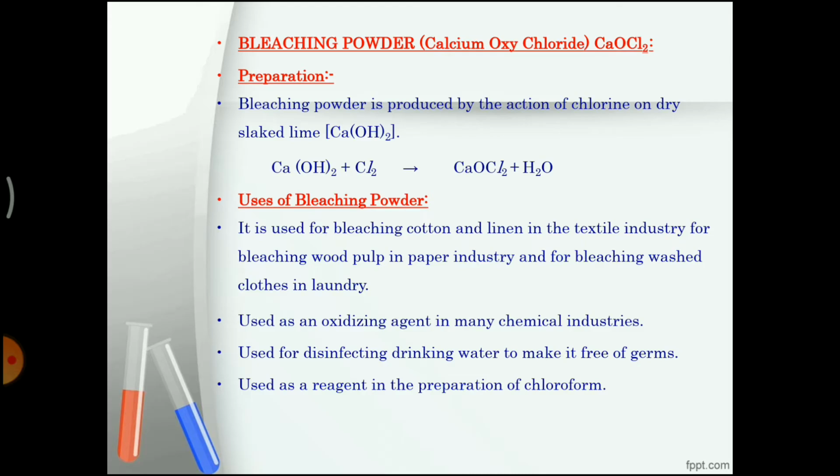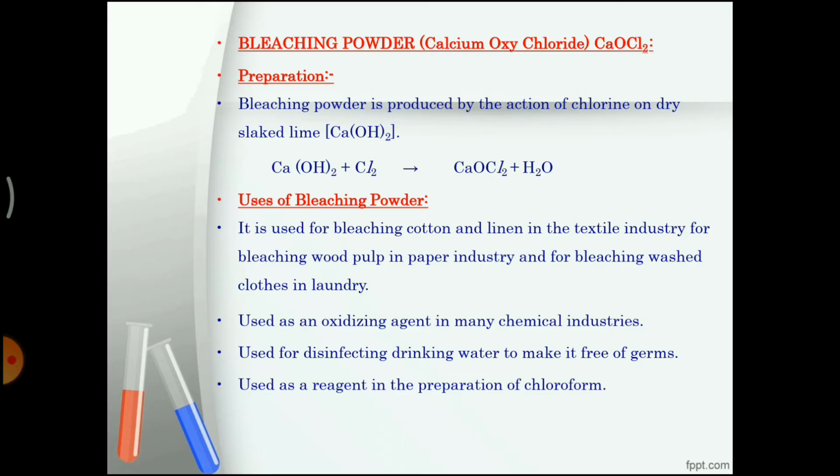Bleaching powder is used for bleaching cotton and linen in the textile industry, for bleaching wood pulp in the paper industry, and for bleaching washed clothes in laundry. It is used as an oxidizing agent in many chemical industries.